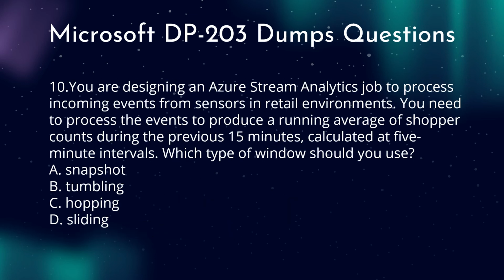10. You are designing an Azure Stream Analytics job to process incoming events from sensors in retail environments. You need to process the events to produce a running average of shopper counts during the previous 15 minutes, calculated at 5-minute intervals. Which type of window should you use? A. Snapshot. B. Tumbling. C. Hopping. D. Sliding.